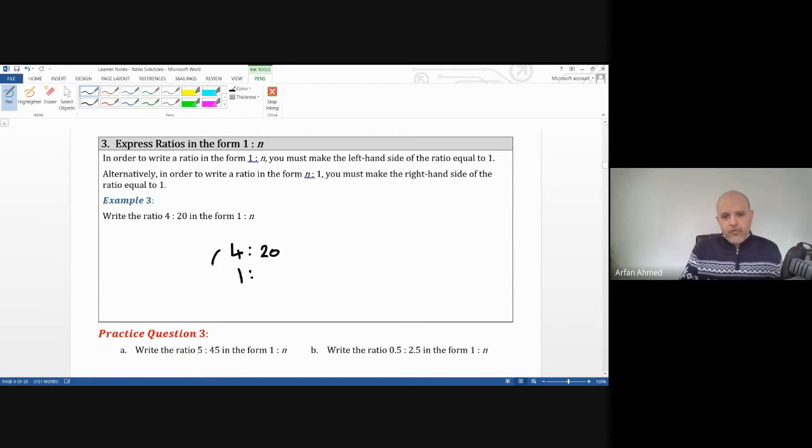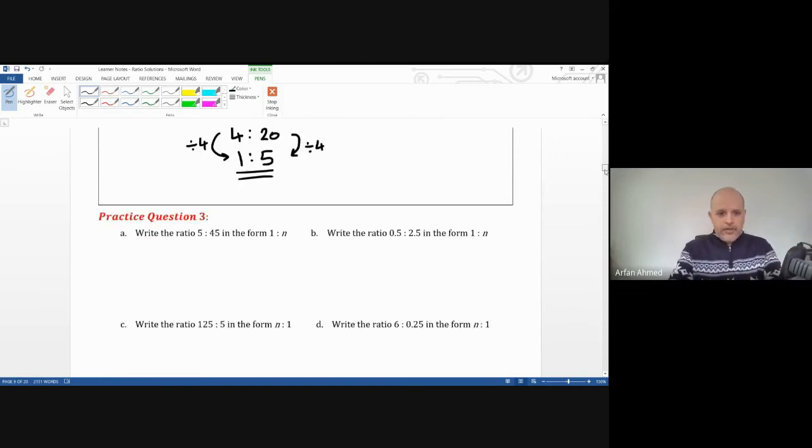So how do you get from 4 to 1? Well, you'd have to divide this side by 4. And whatever you do to one side, you have to do to the other. It has to be the same. So you have to divide 20 by 4. So that's 5. And there's your answer. You've got 1 to something. In this case, it's 1 to 5. Let's have a look at the next ones.